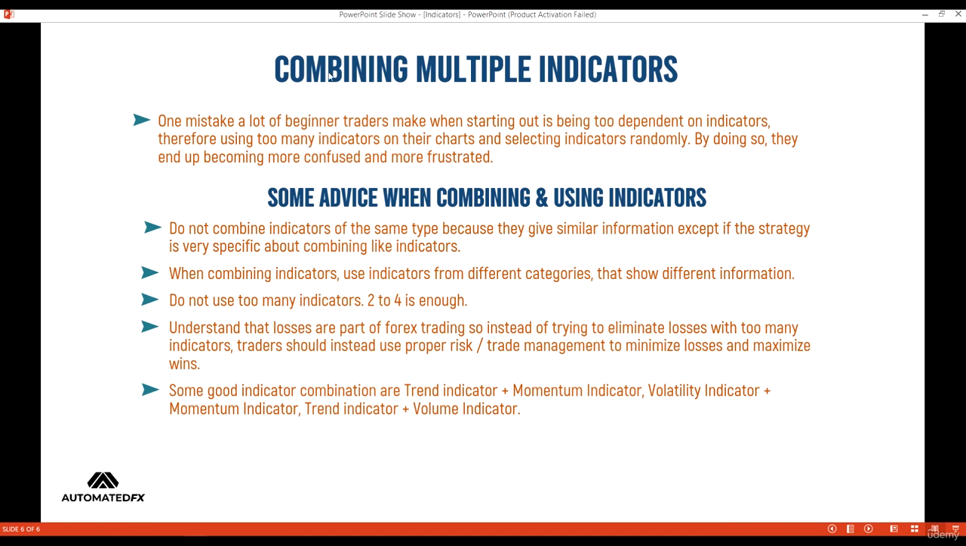Now, we have the next slide, which talks about combining multiple indicators. One mistake a lot of traders make when starting out is being too dependent on indicators. Most newbies are usually very dependent on indicators. They just plot their charts with indicators all over the place, and they end up getting confused.